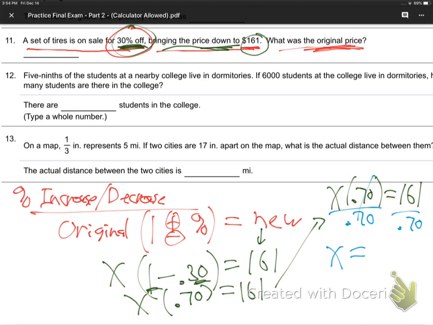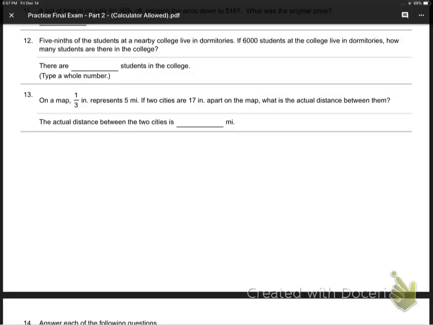161 divided by 0.7 is $230. So the original price was $230. It was higher than the 161, $230. Okay, number 12. 5/9 of the students at a nearby college live in the dorms. 6,000 live in the dorms. How many are there in the college?